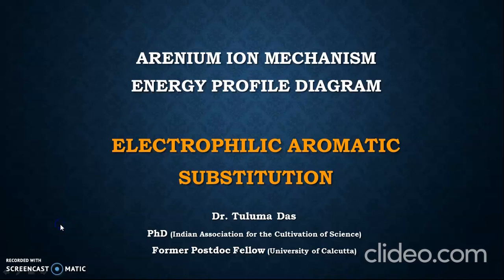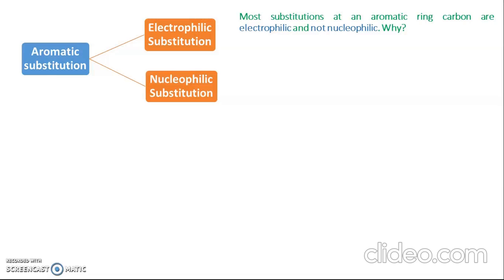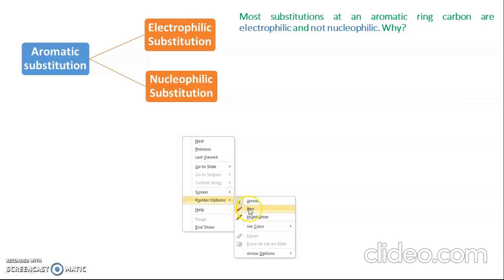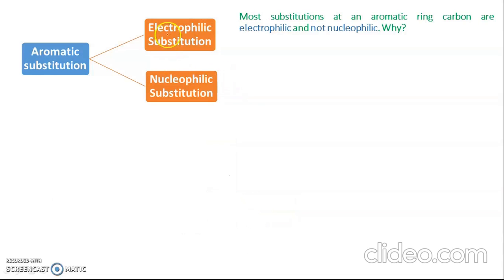Hello everyone, so this is a new topic, electrophilic aromatic substitution, and I will start with the Arenium ion mechanism and the energy profile diagram. So aromatic substitution can be of two types. One is electrophilic substitution, another one is nucleophilic substitution.